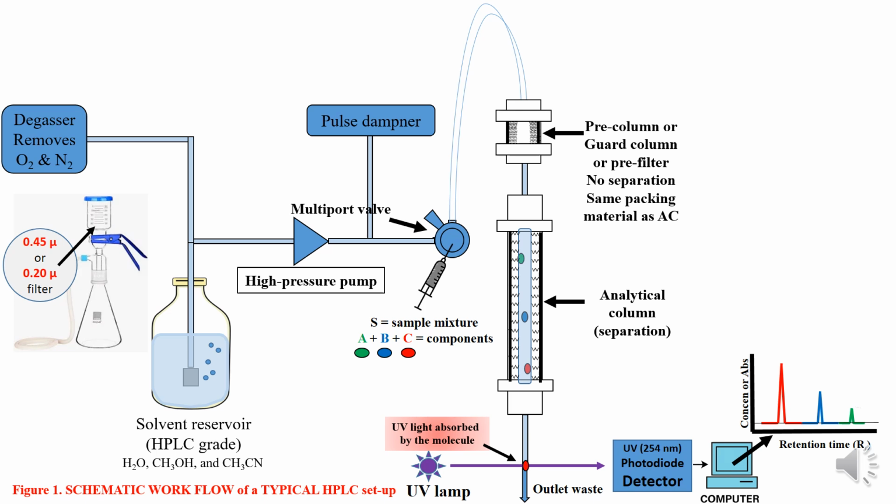Now a chromatogram is a plot of retention time on the x-axis against the concentration or absorbance of the molecules on the y-axis. So retention time on the x-axis, that is the time taken for the component to elute out of the column, versus the concentration or absorbance by the components on the y-axis.